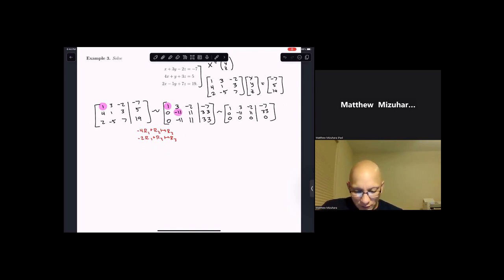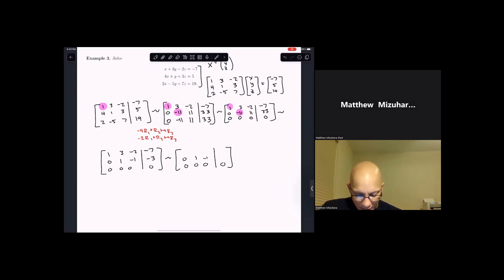In this case, I only have 2 pivots, a 1 and a -11. Because there's no pivot in the third row, I should continue row reduction by getting zeros above my pivots. The first thing you might notice is I can simplify that second row by dividing everything by -11, so it becomes 0, 1, -1, -3. That makes our lives a little bit easier.